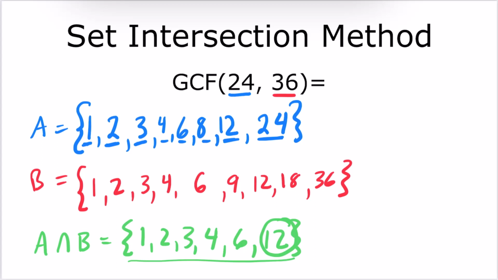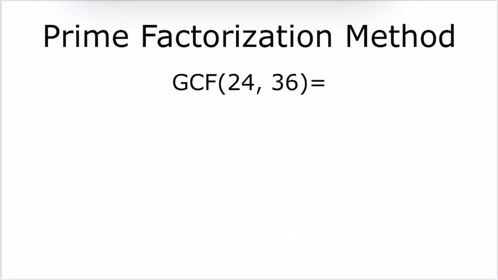So that's the way that the set intersection method works. The next method I'm going to show you is the prime factorization method. So I'm going to find the greatest common factor of these same two numbers again, but I'm going to show you a different way of thinking about it.